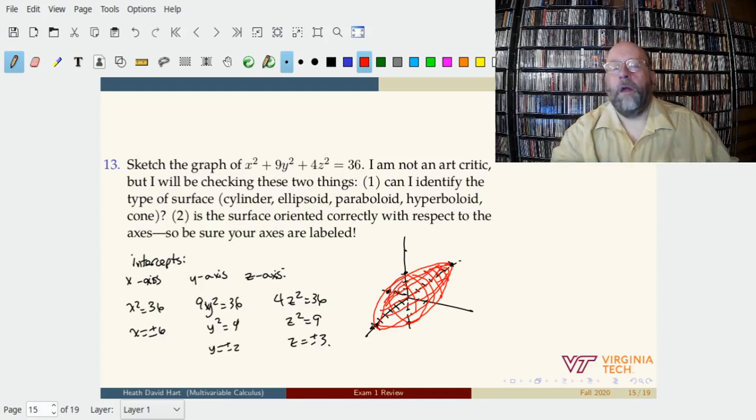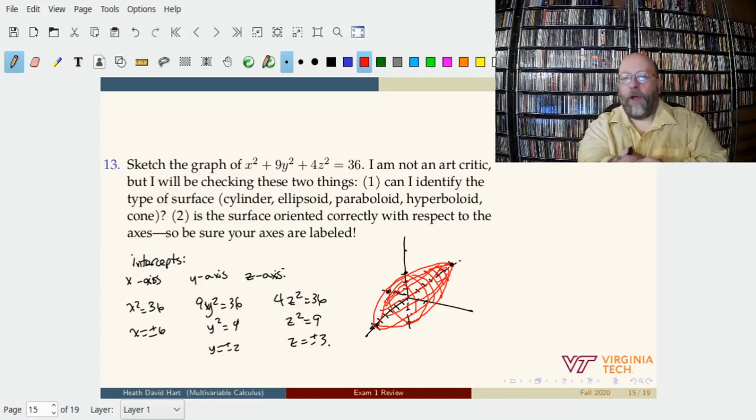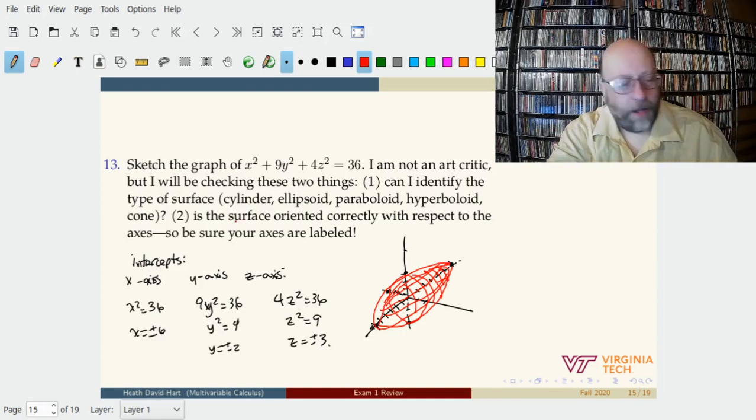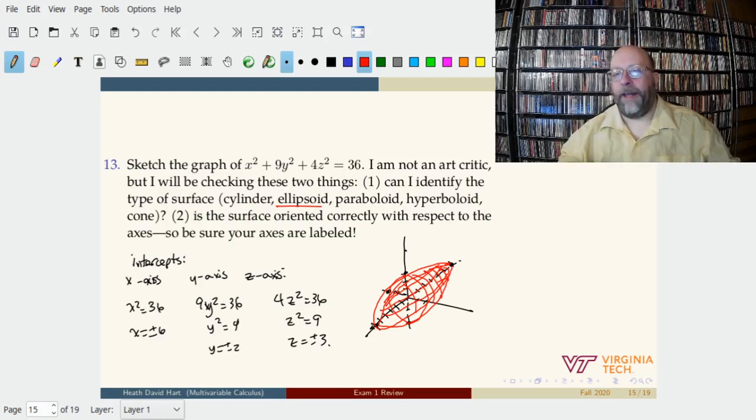It's rounded at all of the ends. This doesn't look very rounded because I can't draw very well. But it has intercepts on all 3 sides. It never has curvature that curves away from the axis like a hyperboloid. And so this is an ellipsoid. If you download the answer key, you'll see a machine-generated version of this graph, and it's much nicer than what I can do by hand. All right.